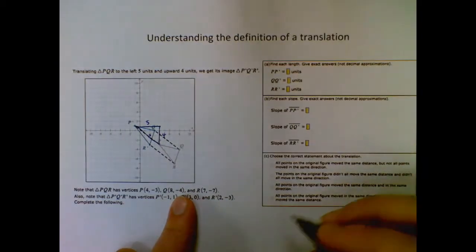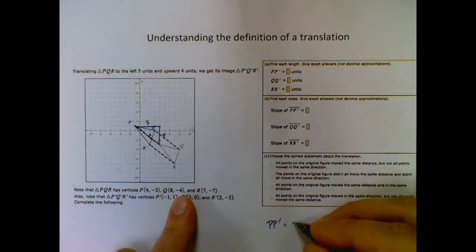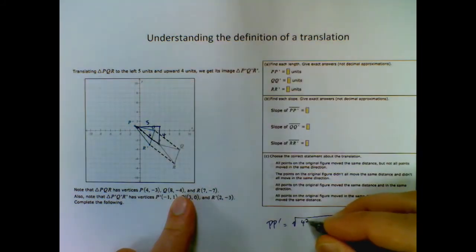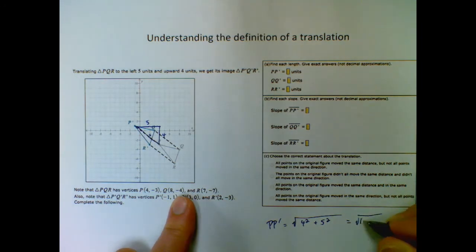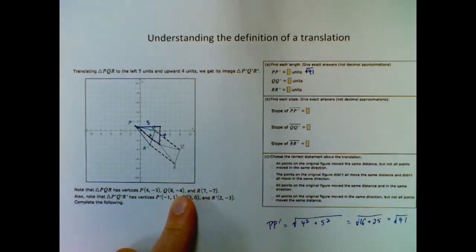Based on my Pythagorean theorem, P prime is going to be the square root of a squared plus b squared. So 4 squared plus 5 squared. 4 squared is 16, 5 squared is 25. When I add those up, I get 41. So I'm going to leave my answer in that radical as the square root of 41.